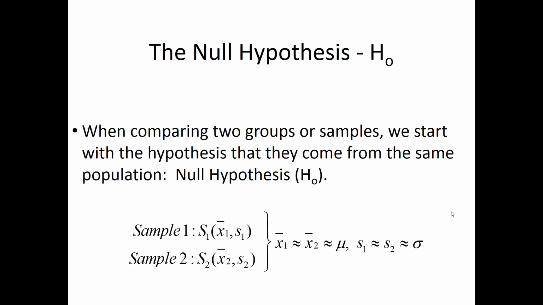Under the null hypothesis, the mean from sample 1 and the mean from sample 2 will be comparable, both of which should be comparable to the population mean. Similarly, the standard deviation measured in sample 1 and the standard deviation measured in sample 2 should be reflective of each other and the standard deviation of the population.